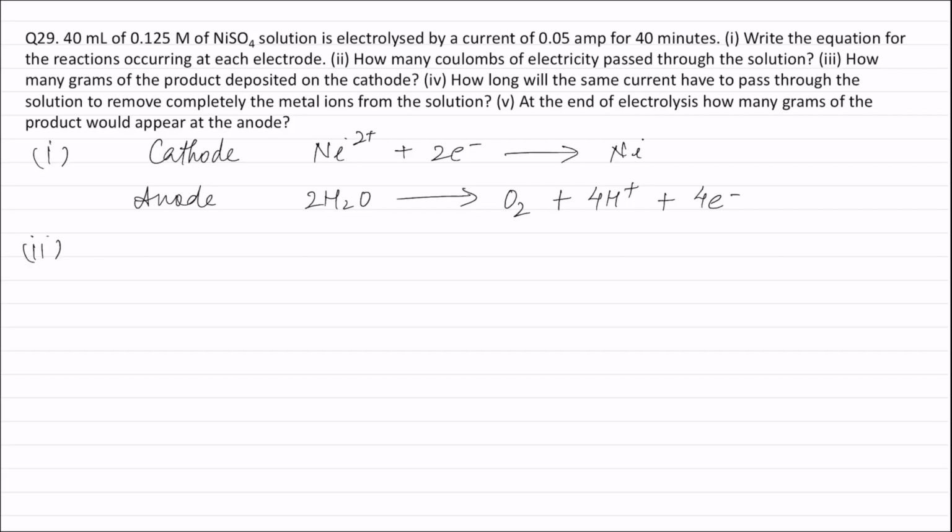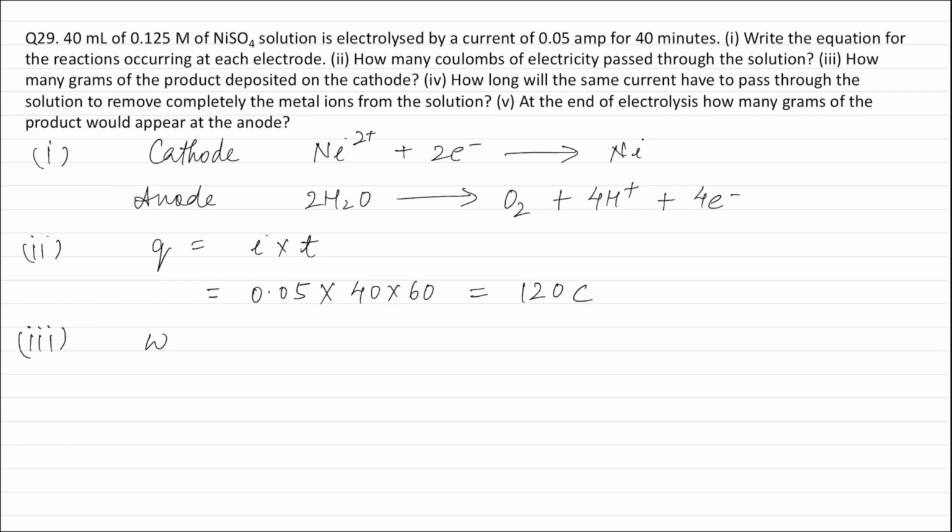Second part of the question, how many coulombs of electricity passed through the solution? Now coulombs of electricity will be equal to Q is equal to I into T. The value of I is given as 0.05 amperes and time will be 40 minutes or 40 × 60 seconds. Therefore, the coulombs of electricity will be equal to 120 coulombs.